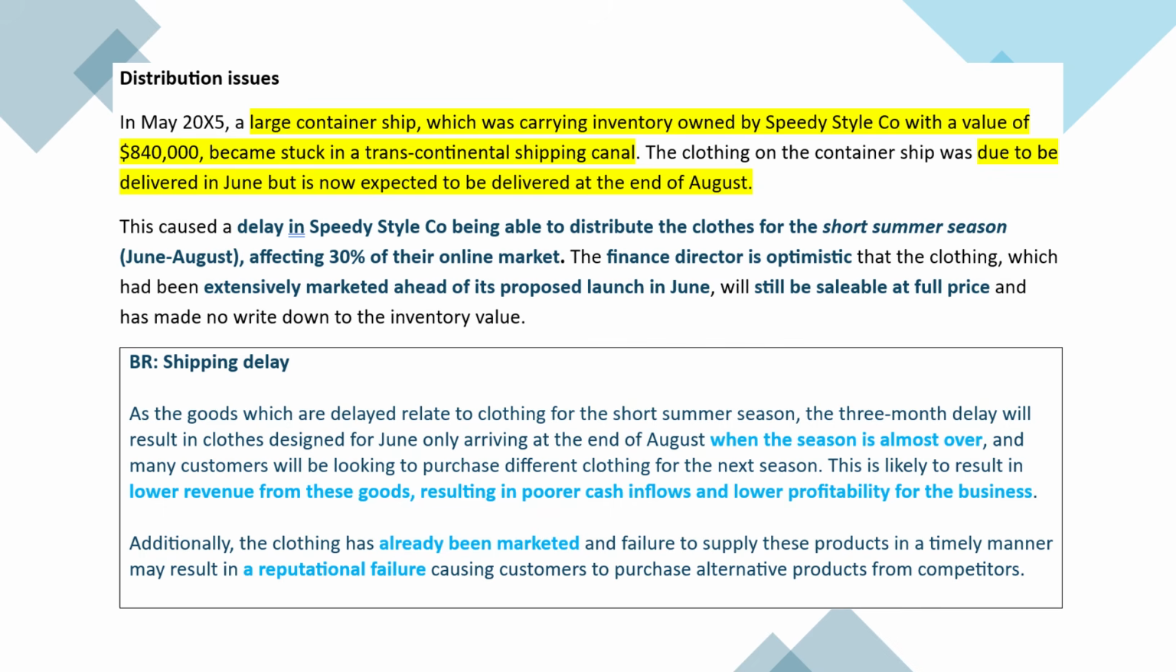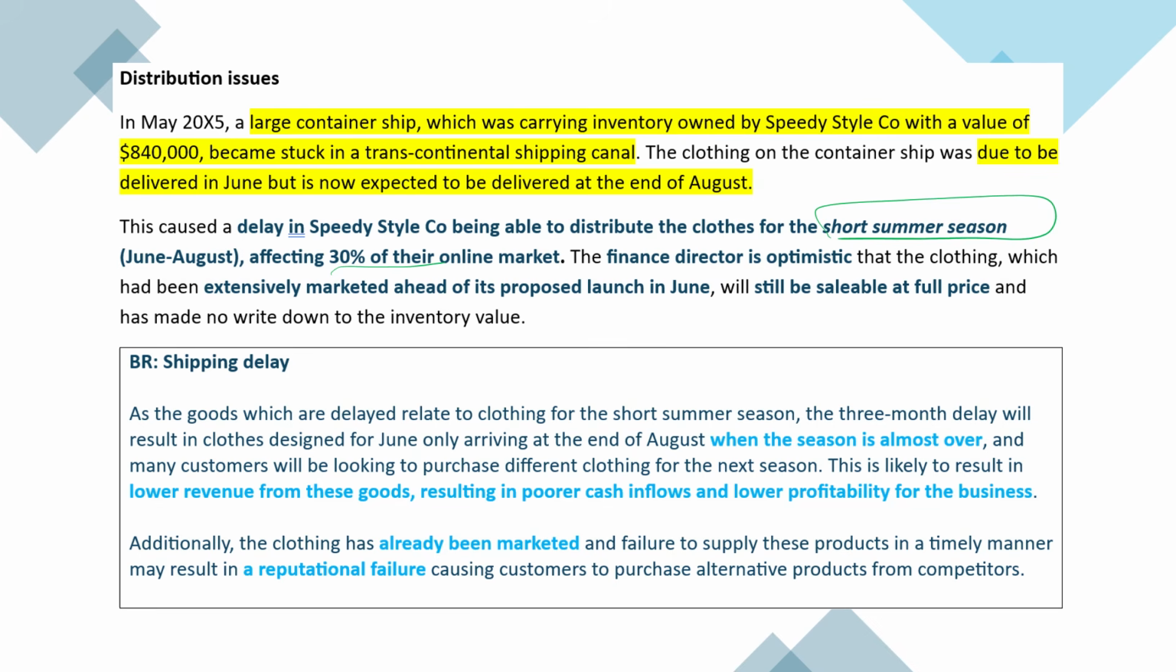We then had further information. In May, this is before the year end, a large ship which was carrying the inventory owned by the company with a value of $840,000 was stuck in the shipping canal, and this was due to be delivered in June, but is now expected to be delivered at the end of August. They've said that this caused delay in the client being able to distribute the clothes for the short summer season, and they've mentioned June to August, and this has affected 30% of their online market.